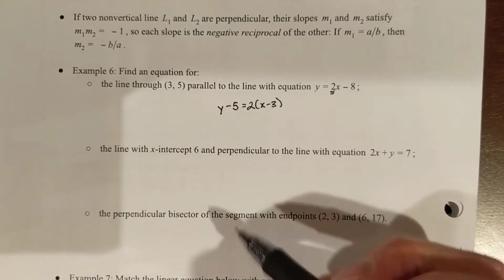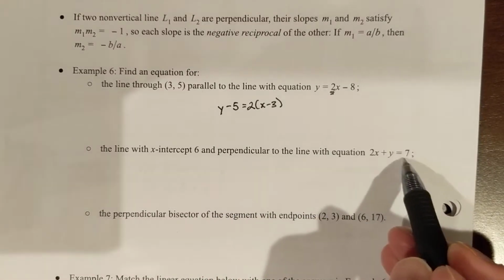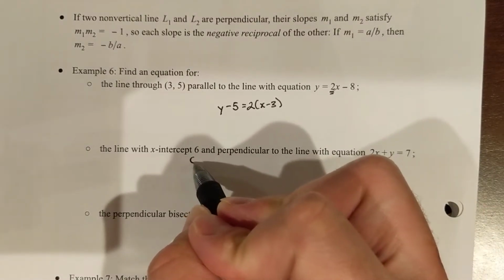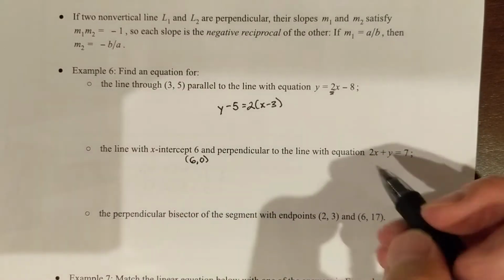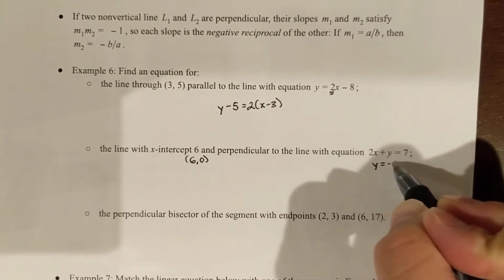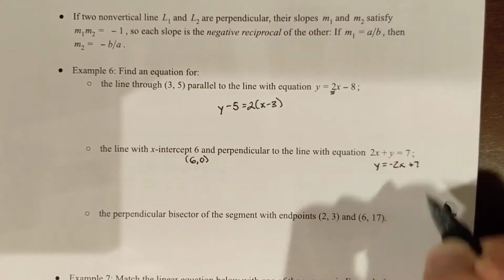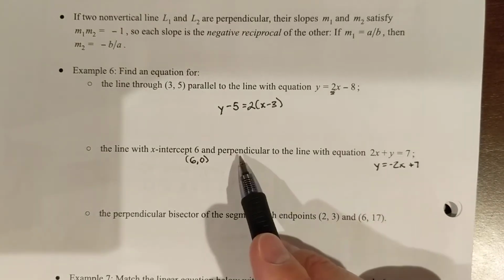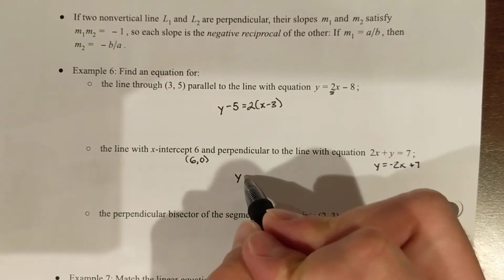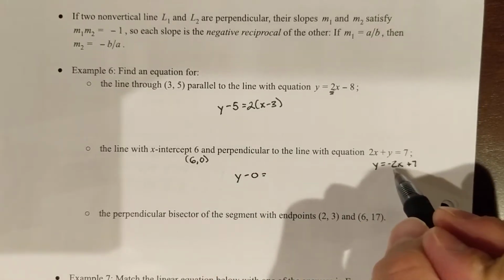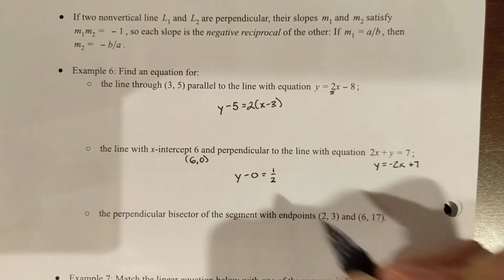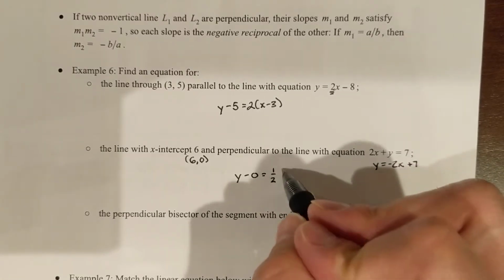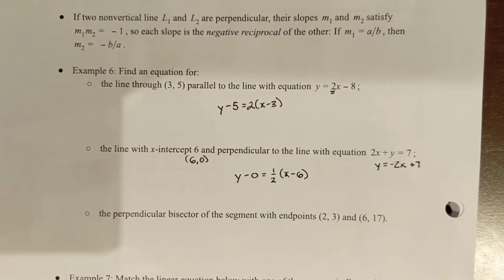So the second one here, line with x-intercept 6 perpendicular to the line with that equation. So if the x-intercept's 6, that coordinate is actually 6, 0. That's where it crosses the x-axis, so the y value is 0. Now I need to rearrange this equation in order to get its slope. So that's the rearranged version. And since we want perpendicular, we'll have y minus 0 is equal to. So if this slope is -2, the perpendicular will have the opposite sign. So it'll be positive, and it'll also be a reciprocal. So that's 1/2. So you change the sign and flip the fraction. Then x minus 6 to finish the problem.